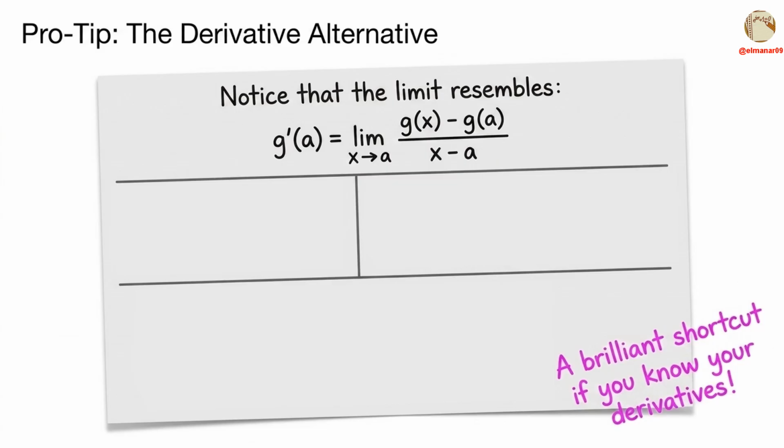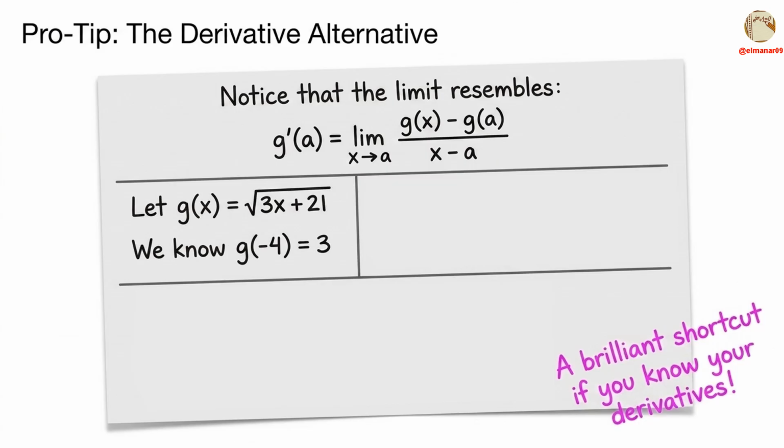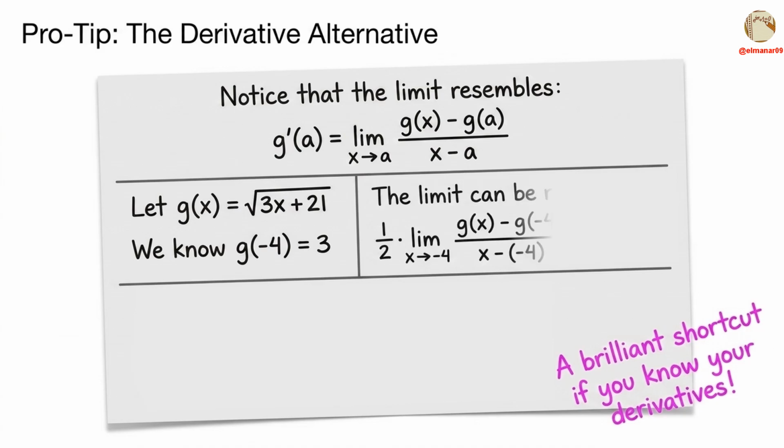Let's define g of x equals square root of 3x plus 21. We already found that g of negative 4 equals 3. Our limit can be rewritten as 1/2 times the limit as x approaches negative 4 of g of x minus g of negative 4 over x minus negative 4. This is simply 1/2 times g prime of negative 4.